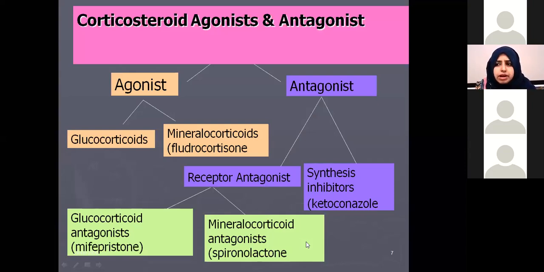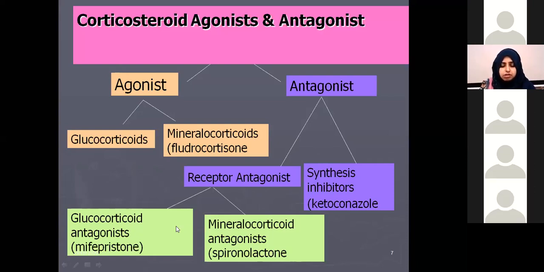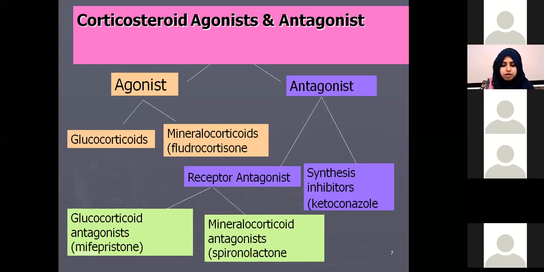Okay, so when we talk about pharmacology, classification is very important. So again, they are divided into agonist and antagonist. In agonist, we have glucocorticoids and mineralocorticoids. When we talk about antagonist, we have receptor antagonist and synthesis inhibitor. In receptor antagonist, we have mifepristone, and also then we have mineralocorticoid antagonist as well that includes spironolactone. Then there are synthesis inhibitors as well, in which ketoconazole and other drugs are included.